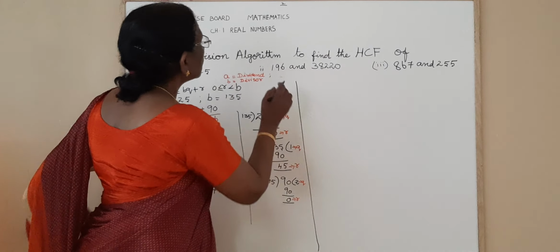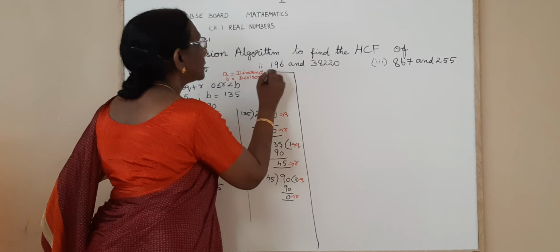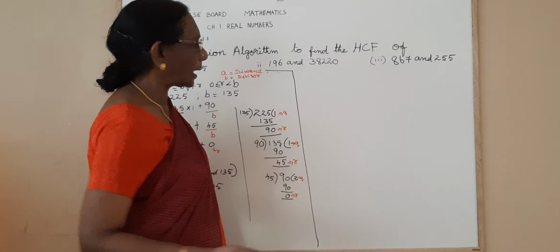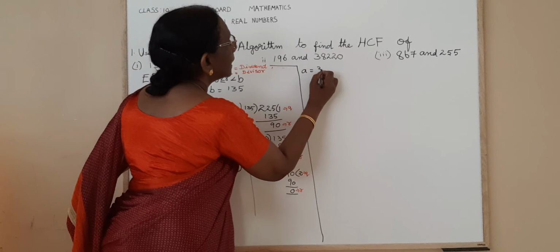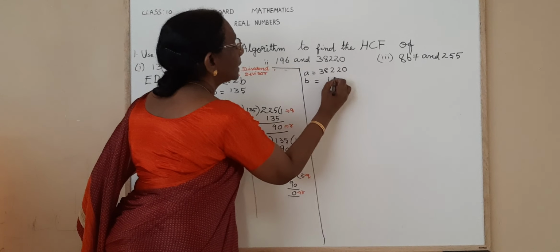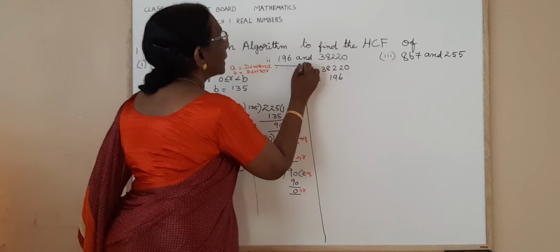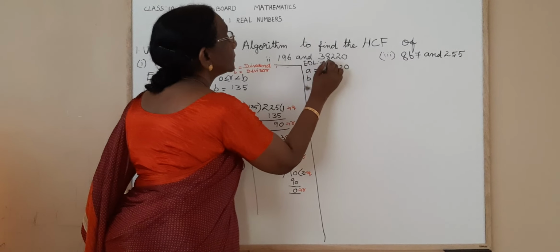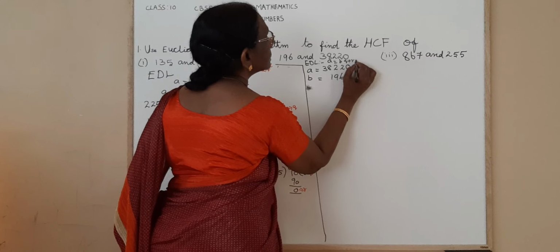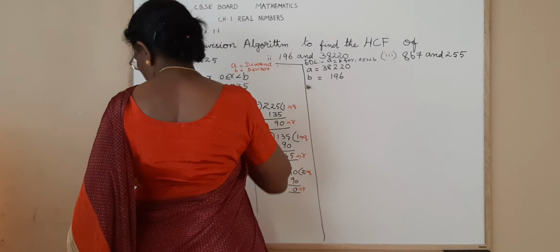Next one: you have to find the highest common factor of 196 and 38,220. As per the command, what is A? A is equal to 38,220. And B is equal to 196. Now you write Euclid's division lemma first, as I told: A = BQ + R, where R is greater than or equal to 0 but less than B. Then you select A.